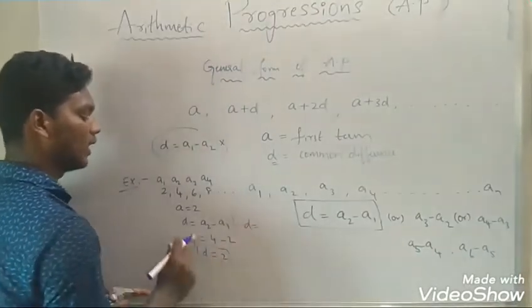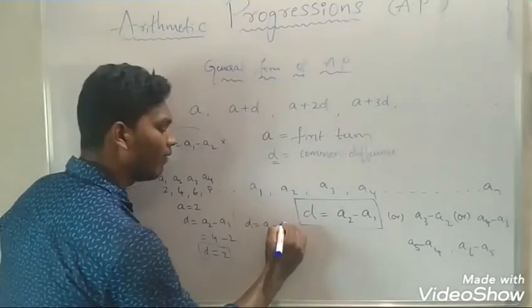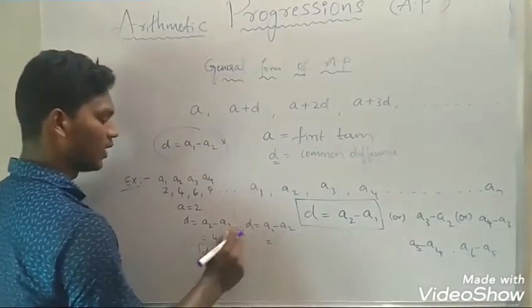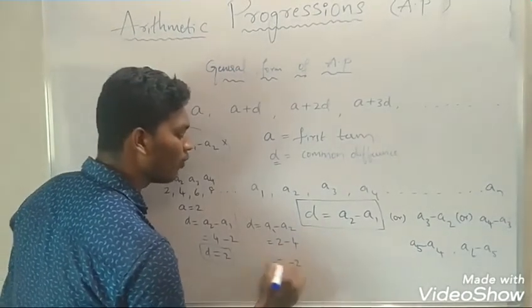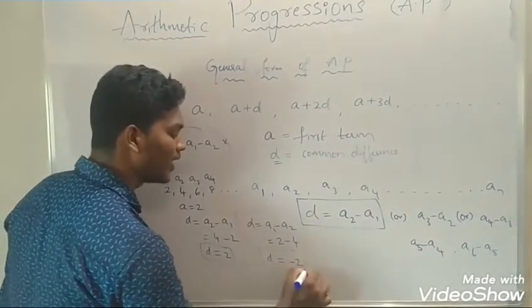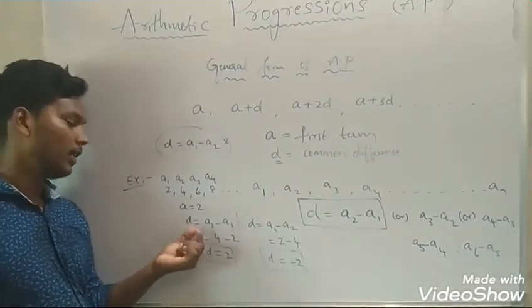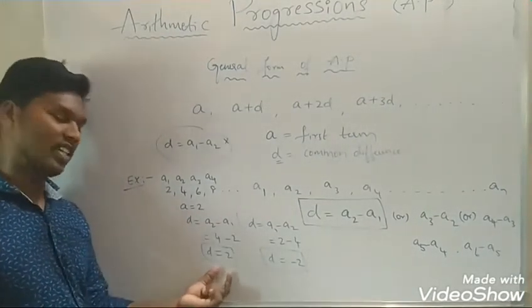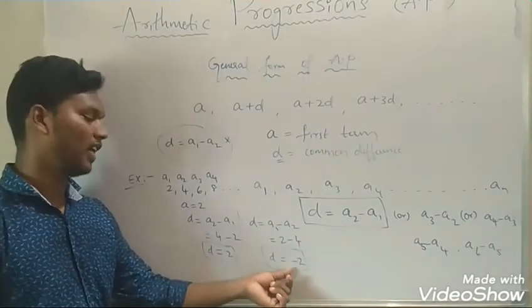And when I consider the wrong formula, A1 minus A2, A1 is 2 and A2 is 4, so 2 minus 4, the common difference is minus 2. See, friends, how different it is. When I consider A2 minus A1, I got the common difference as 2. When I consider A1 minus A2, the common difference is minus 2.